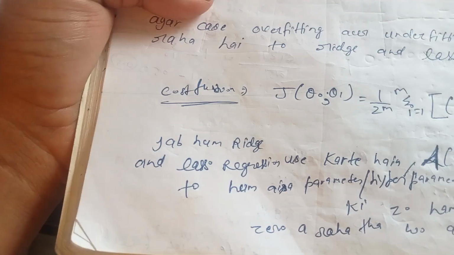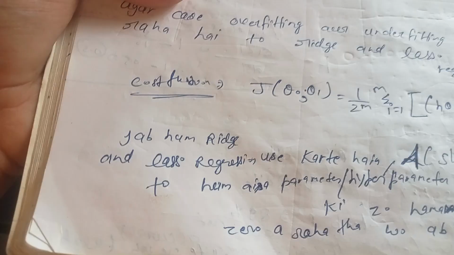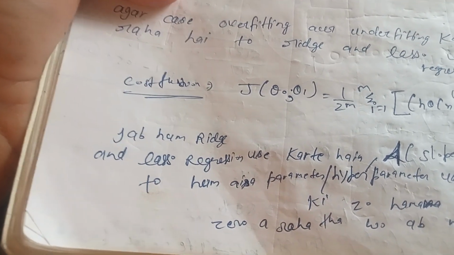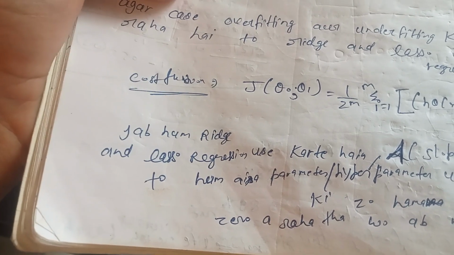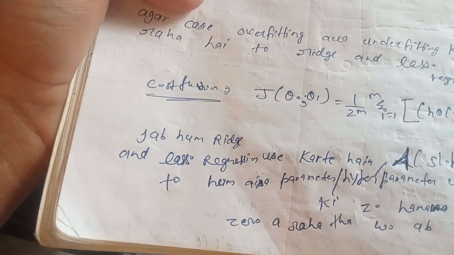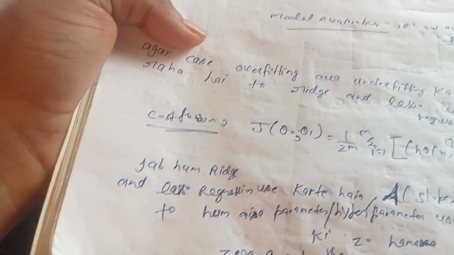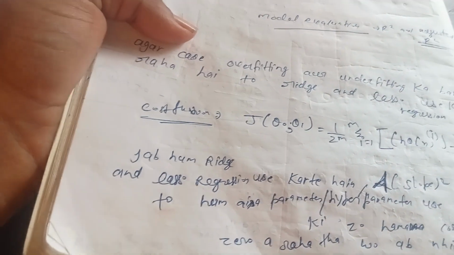एंड जब हम रीज एंड लासो यूज करते हैं तो हम ऐसे पैरामीटर्स या फिर हाइपर पैरामीटर्स लाइक लैम्डा यूज करते हैं कि जो हमारा कॉस्ट फंक्शन जीरो आ रहा है वो अब नहीं आएगा। ओके, तो हम क्या यूज़ करते हैं, रीज एंड लासो.